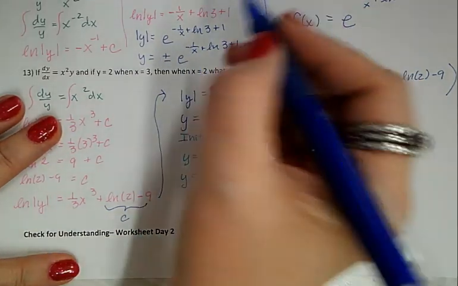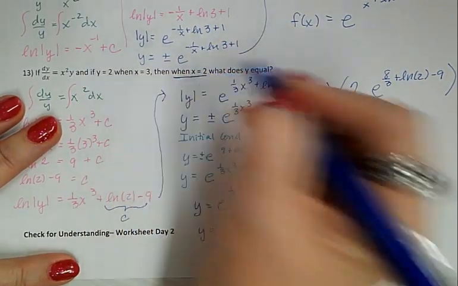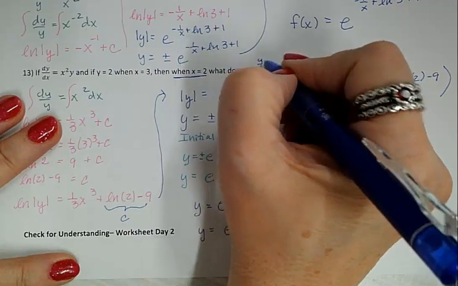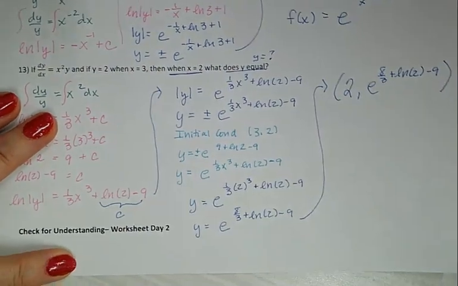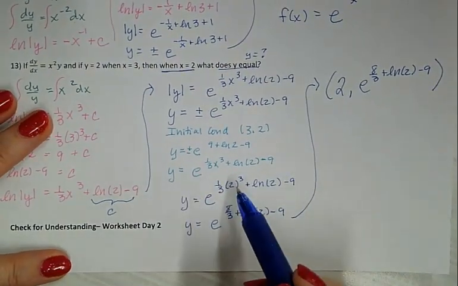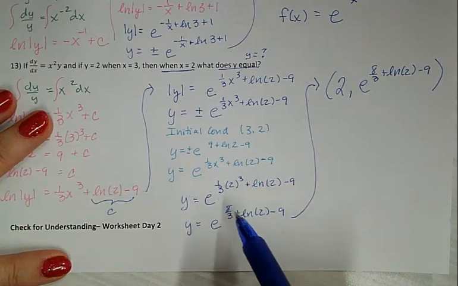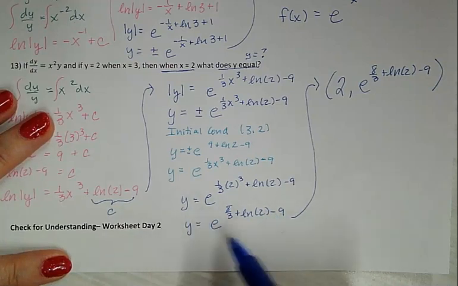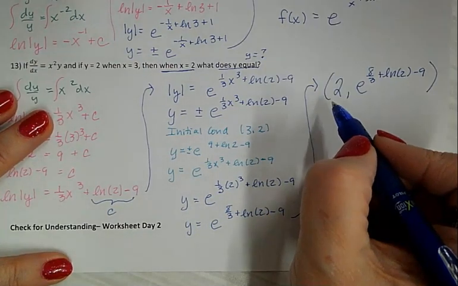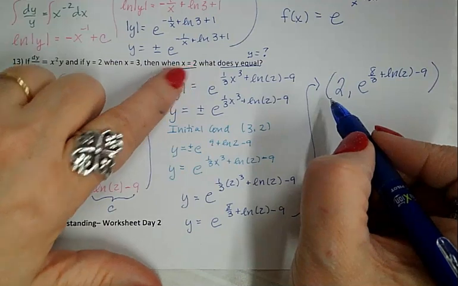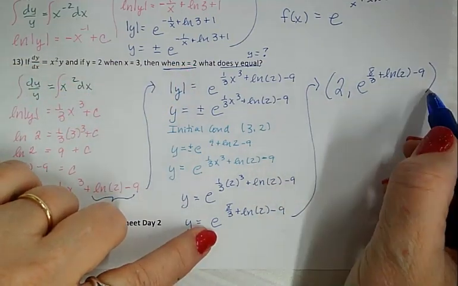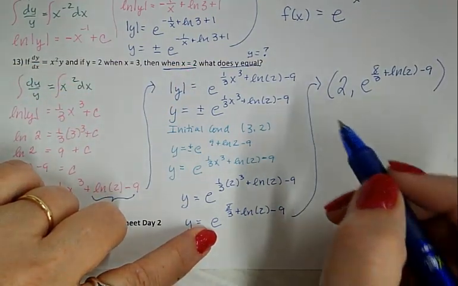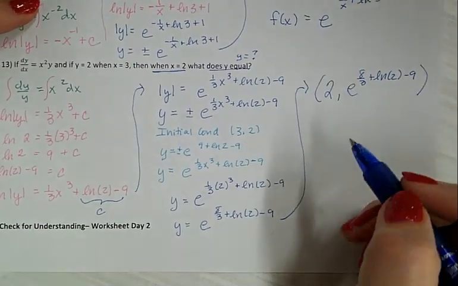And then I need to figure out when x is 2, what's y? So y equals what? I just went ahead and plugged the 2 in at this point. So 2 cubed is 8. So I get 8 over 3 plus natural log of 2 minus 9. So all of that is my y. So when my x is the 2 from here, this is the y as a result of plugging 2 in for x. So I just wrote it as a coordinate point.